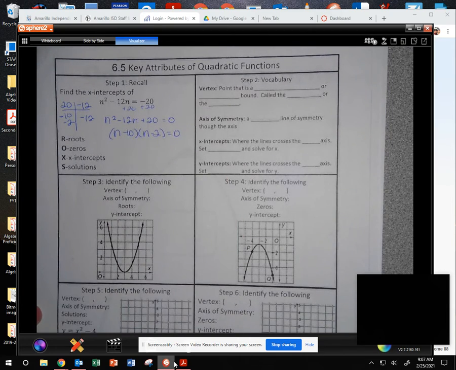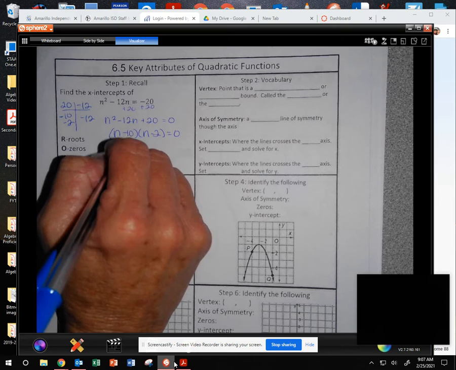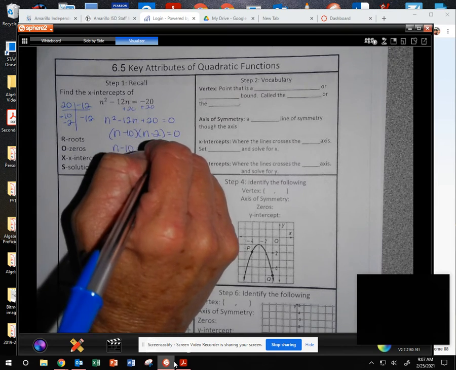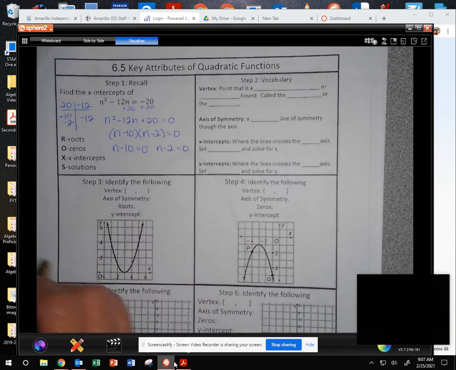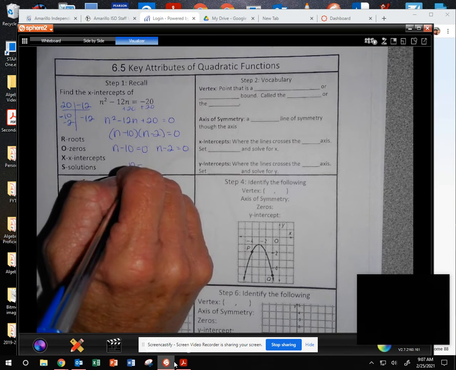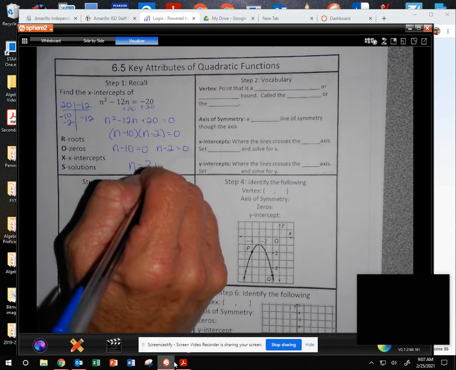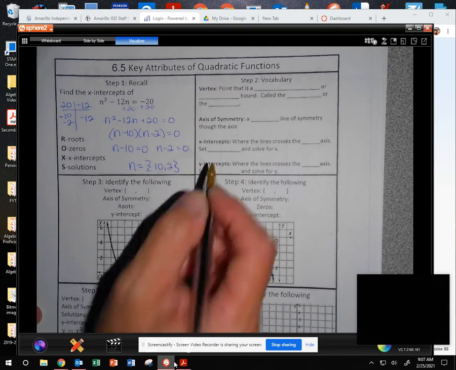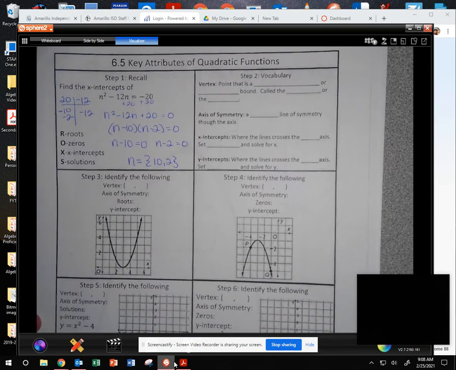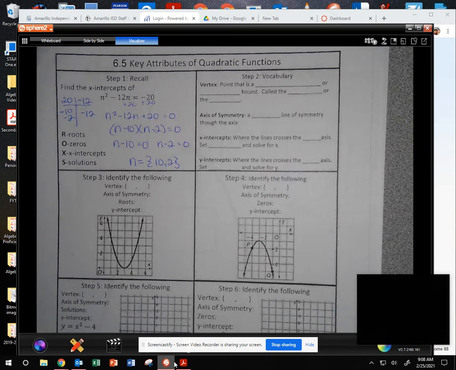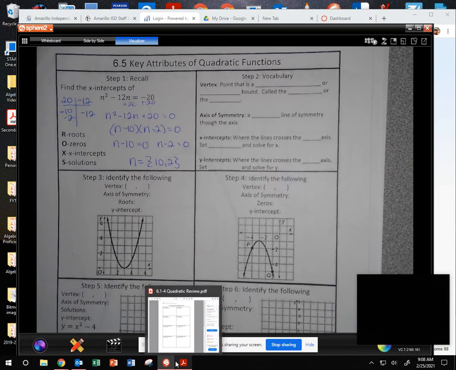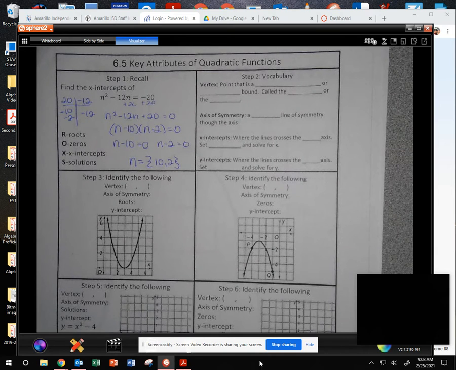When I have two binomials, I set each one of those binomials equal to 0 and solve for n. So here I would get n equals 10 and 2. We did this at the beginning of this unit to lead up to this. What you have actually been doing is finding the x-intercepts. So let's get into some vocabulary.